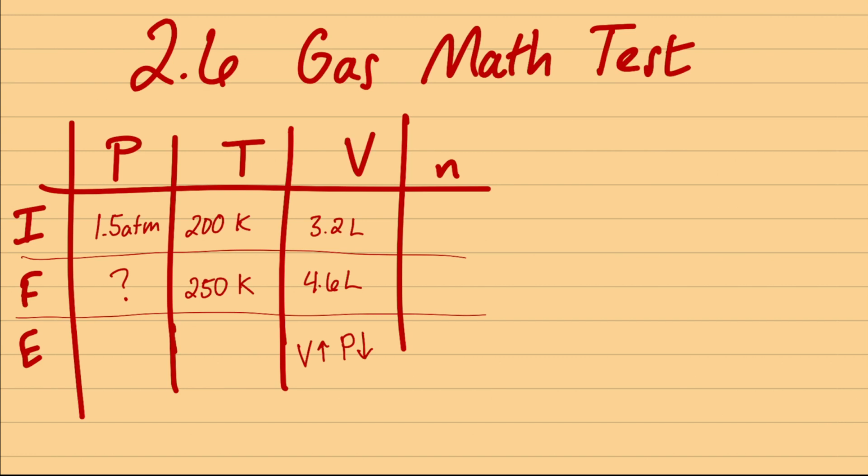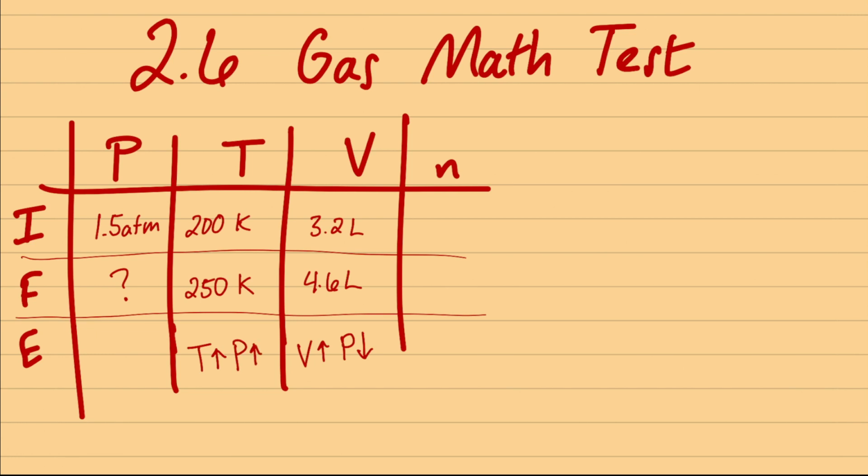Easy peasy. Now I need to think separately about my temperature. What's happening to my temperature? My temperature is going up. And what effect is that going to have on my pressure? Well, I know that if my temperature is going up, my particles are moving more quickly. And if they're moving more quickly, they're going to collide with the walls of the container more often, thereby making the pressure go up.